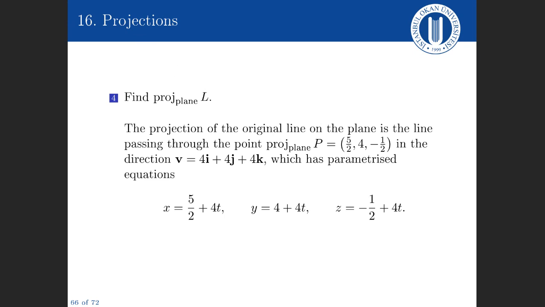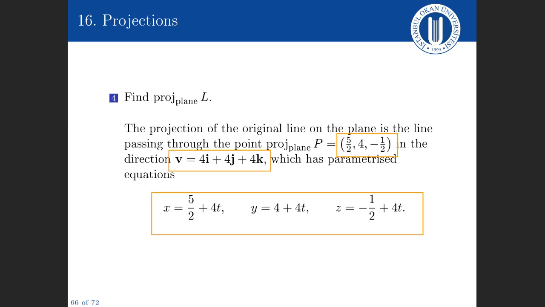And then the final step, find the projection of the line onto the plane. We're interested in the line which passes through this point we've just calculated, the point 5 over 2, 4, minus a half, in the same direction as 4i plus 4j plus 4k. As soon as we know this, we can straight away write down the answer. X is 5 over 2 plus 4t, y is 4 plus 4t, and z is minus a half plus 4t.